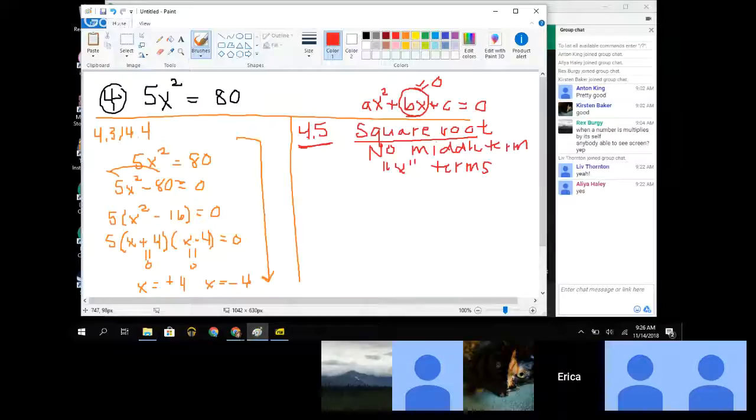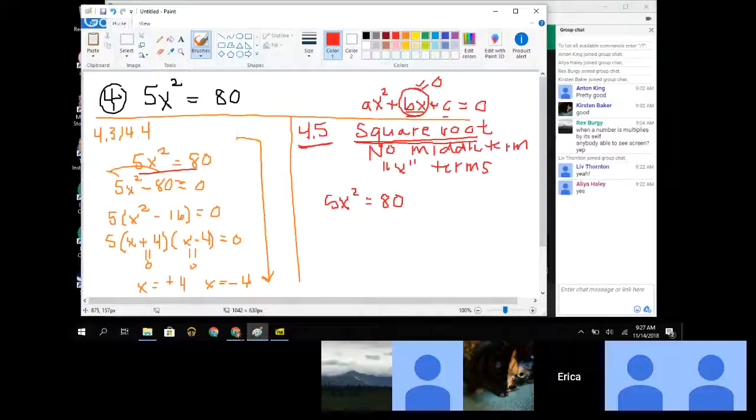All right. So if I go back to this equation that I just did, 5x squared equals 80. There's no middle term, right? There's no just plain x term. We have an x squared, which is good because we need it for quadratics, right? And we have a constant term, but we don't have a middle term. So we can use this idea of solving by square roots.